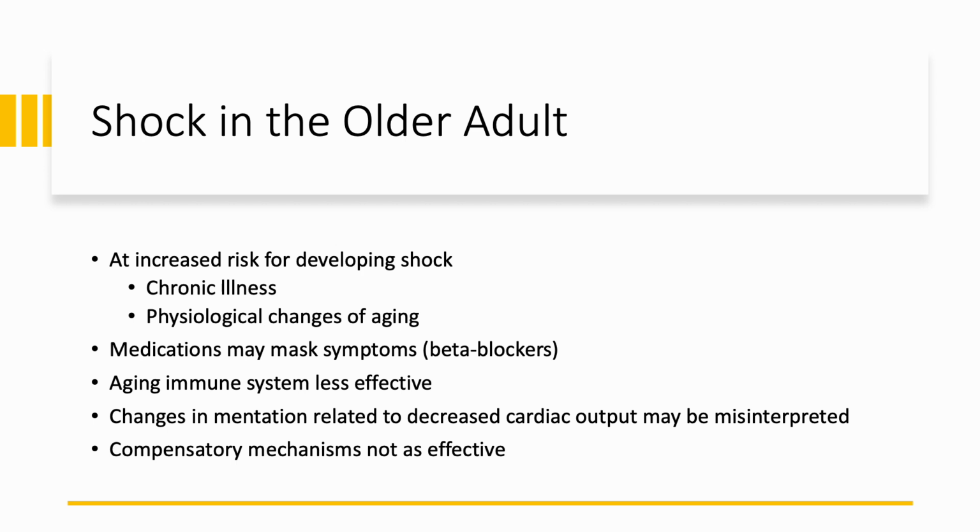And confusion and agitation or any changes in mentation due to decreased cardiac output may be misinterpreted as normal aging, unfortunately. Your compensatory mechanisms, again, like your increased heart rate or vasoconstriction, are less effective, making it harder for the body to respond to shock with aging. These factors make early detection and intervention in shock more challenging in older adults.